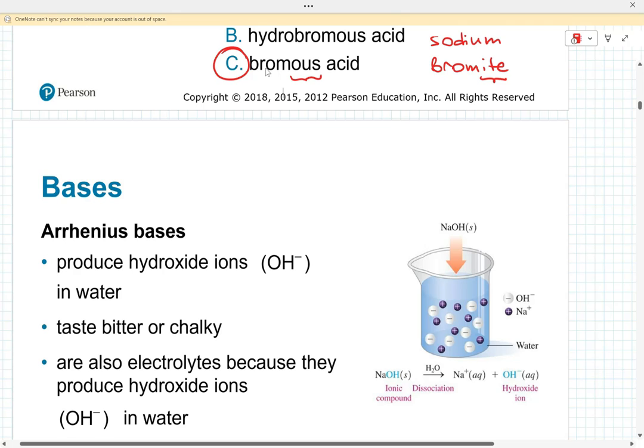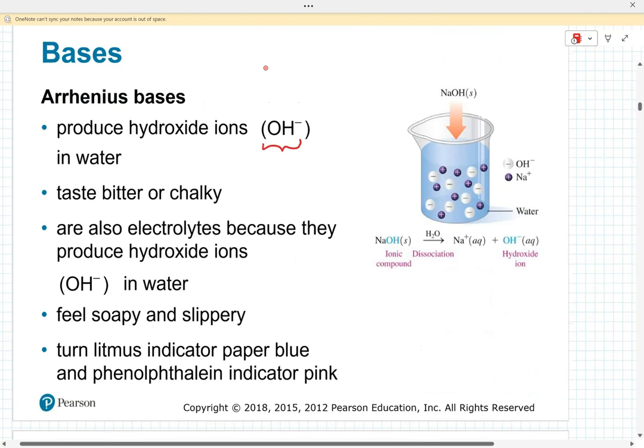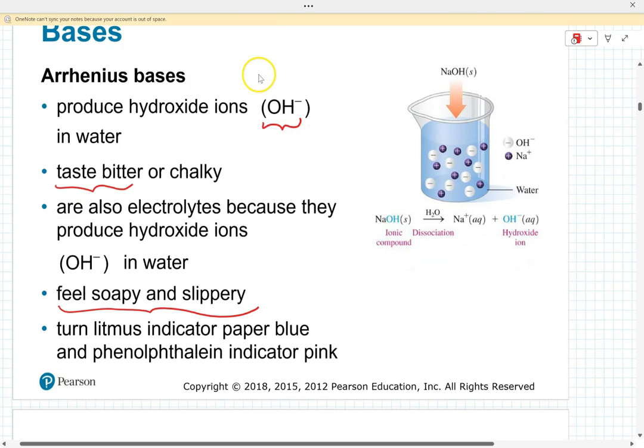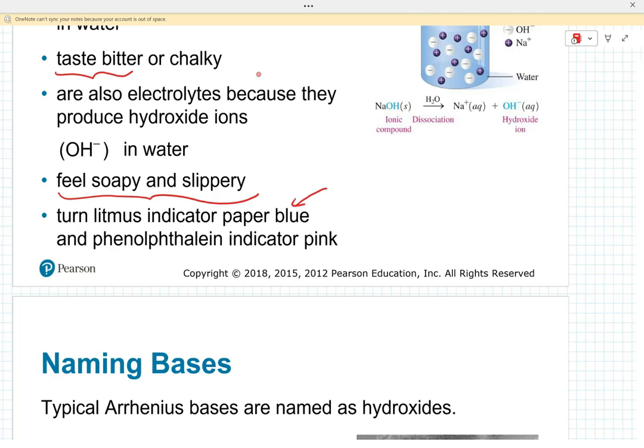Bases, strict definition: when an Arrhenius base dissolves in water, it generates hydroxide anions. Okay? Thankfully, I never, ever tasted a base. Okay? I did feel them. They do feel soapy. Okay? And they produce a blue color with litmus paper, and they do turn phenolphthalein pink.